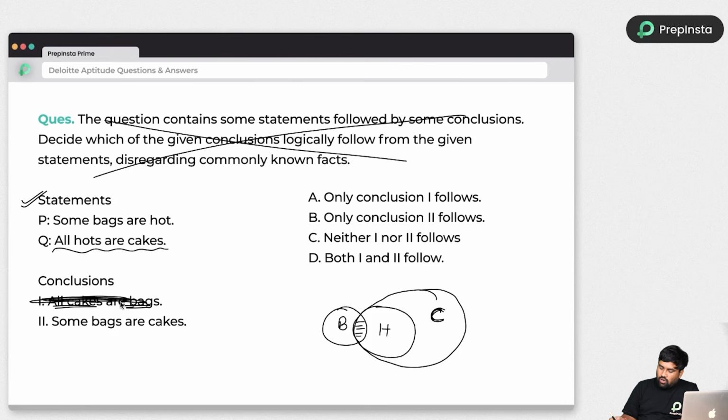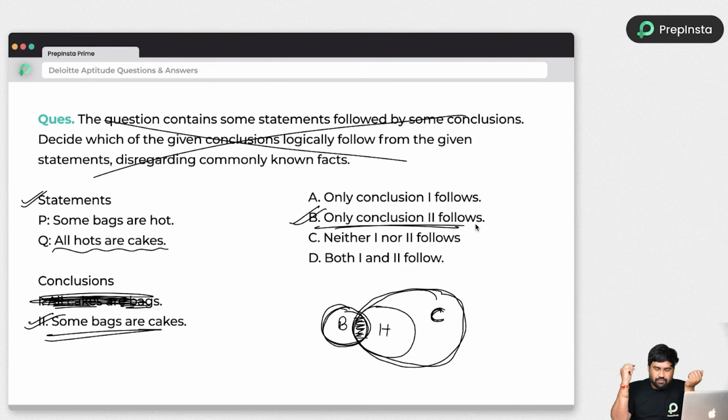All cakes are bags is wrong. Why? Because see, the cake set is this and the bag set is this. They're intersected, not overlapped, right? So all got cancelled. So only 2 is correct. So only conclusion 2 is correct.